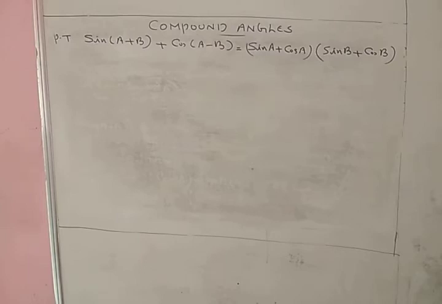Next problem, sin(a plus b) plus cos(a minus b) is equal to (sin a plus cos a) into (sin b plus cos b). We know the formula for sin(a plus b) and the formula for cos(a minus b). Sin(a plus b) is sin a cos b plus cos a sin b, cos(a minus b) is cos a cos b plus sin a sin b. Then substitute the formulas in the left hand side.